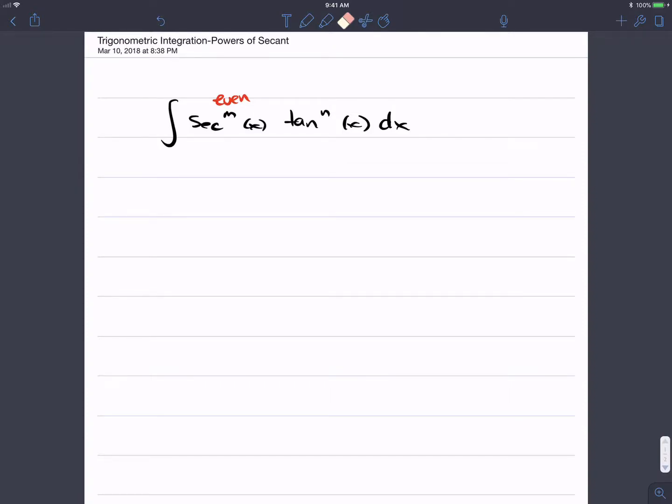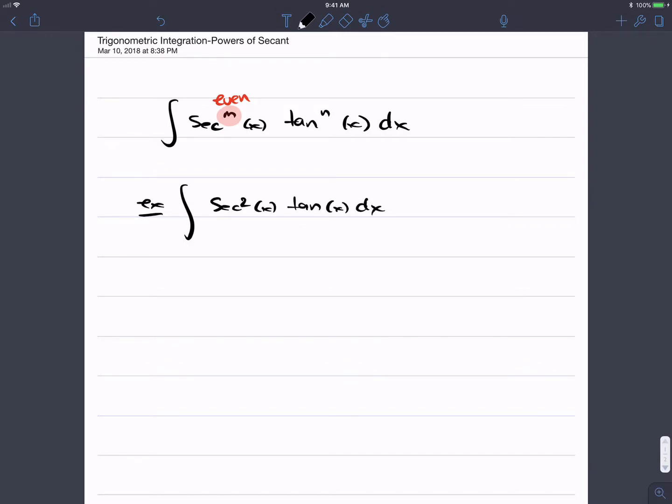Okay, we're going to work on some trigonometric integration problems, and these are going to involve powers of secant. Specifically, we're going to look at the even power of secant. So let's look at an example and the process of what we need to do to integrate when we have even powers of secant.